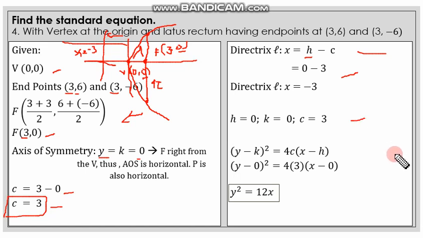So we have h equal to 0, k equal to 0, and c equal to 3. Our parabola is opening to the right, so we will use this equation: (y minus k) squared is equal to 4c times the quantity (x minus h). So that's (y minus 0) squared equals 4 times 3, our c, times the quantity (x minus 0). So y squared is equal to 12x.